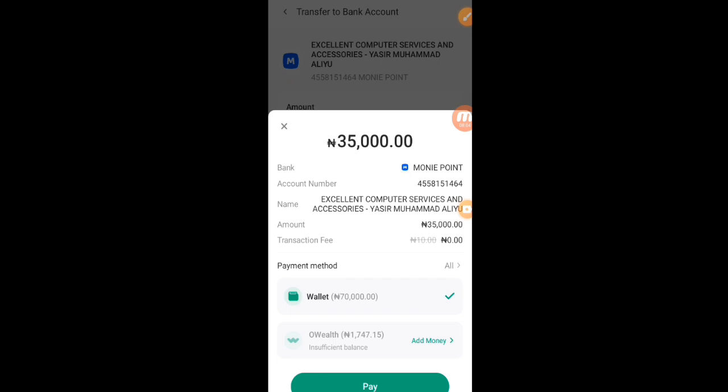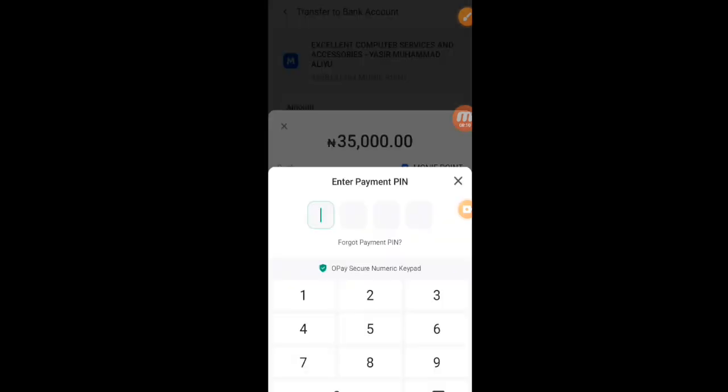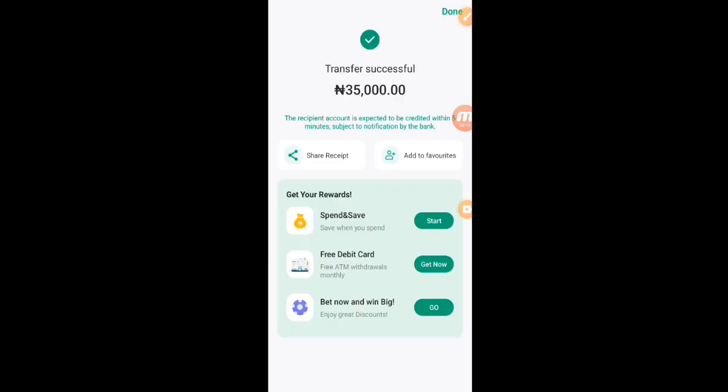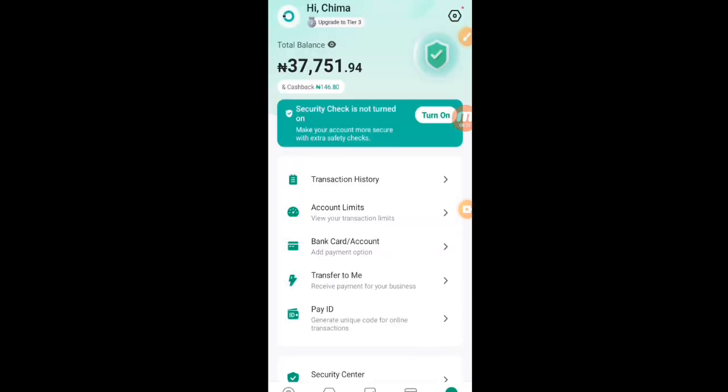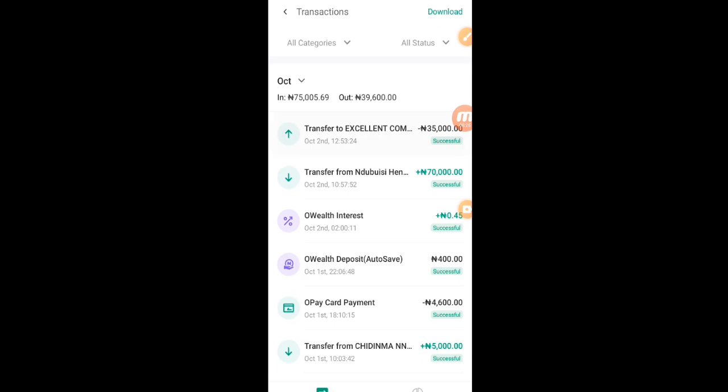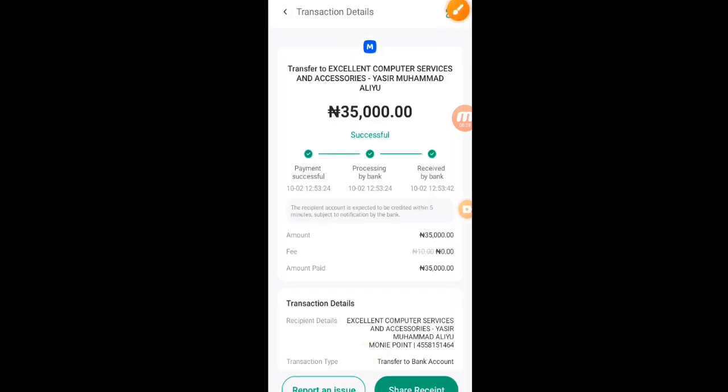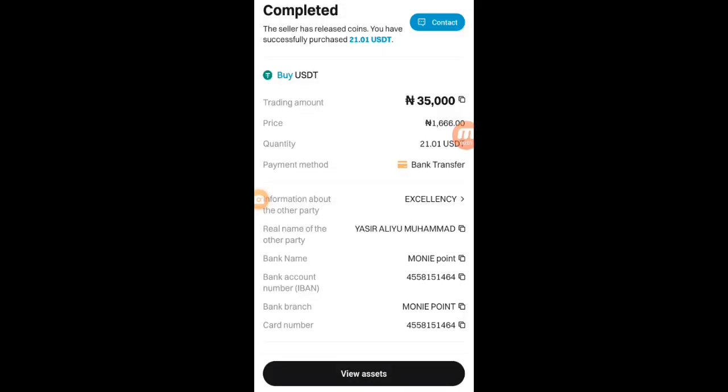Now at this point, I can make payments. I pay. You can see I've made this payment now. That is successful. I'll have to save this because I'm going to upload it. So I go back to my transaction area so that I can save this transaction. Now at this point, immediately it's complete. You're going to see completed. You see the order is completed.